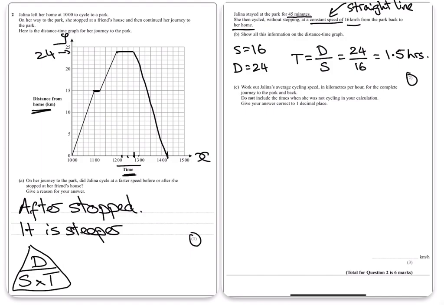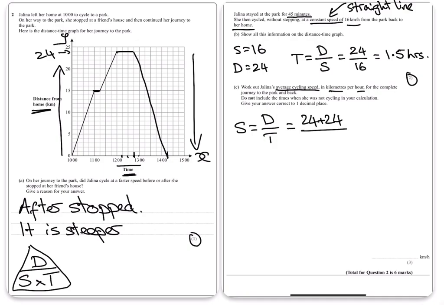On to question 3. Work out Jalila's average cycling speed in kilometers per hour. So again, this time we're calculating a speed. This will be given by the distance divided by the time. So we need to know the total distance that she has gone. Well, she's cycled 24 kilometers to the park, and then she's cycled 24 kilometers back. Must be one hell of a park to cycle that far to it. Okay, so 24 and 24 gives us the total distance, which obviously is going to be 48.